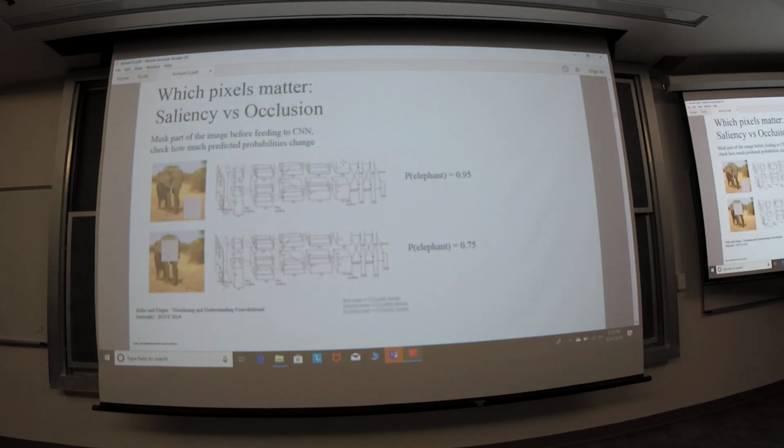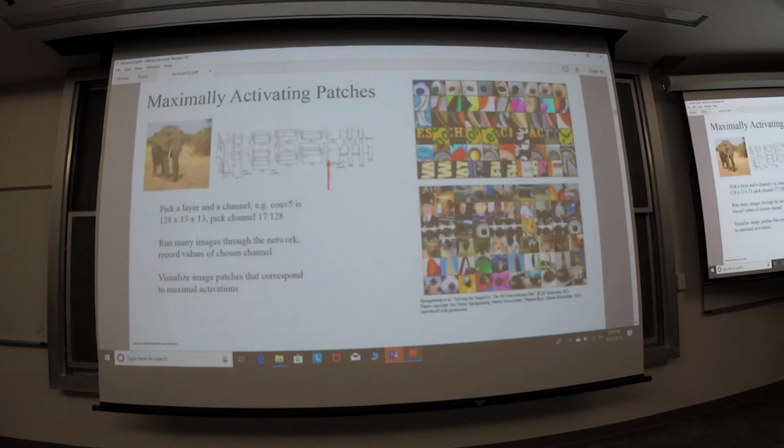Here the maximal activation, the maximum amount. What we do in the case of the convolutional filter is that we take an inner product with the input, right?